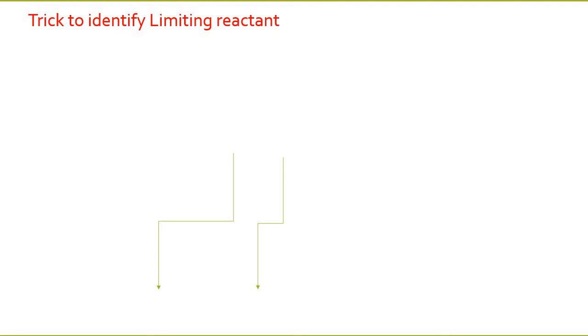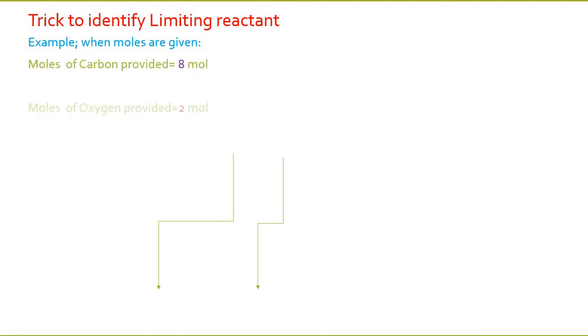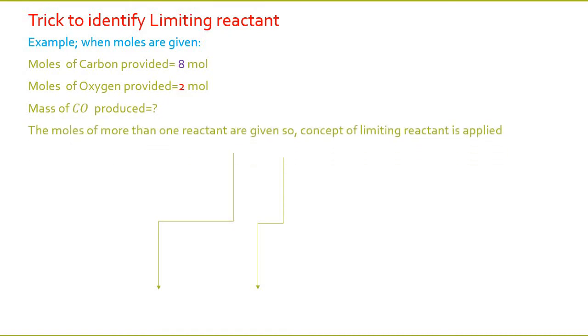Trick to identify limiting reactant when moles of reactants are given. Moles of carbon provided 8 mole. Moles of oxygen provided 2 mole. These moles are provided by the examiner for a reaction. Mass of CO produced is to be determined. The moles of more than one reactant are given, so the concept of limiting reactant is applied.